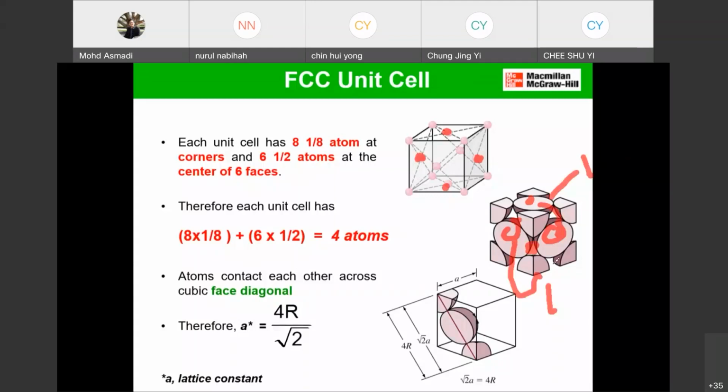Corner. Oh, face 1, 2, 1, 2. Oh, sorry. At the face we have a 6. Okay, 1, 2, 3. This one, another one. Yeah. And then this face, sorry, should be 6.